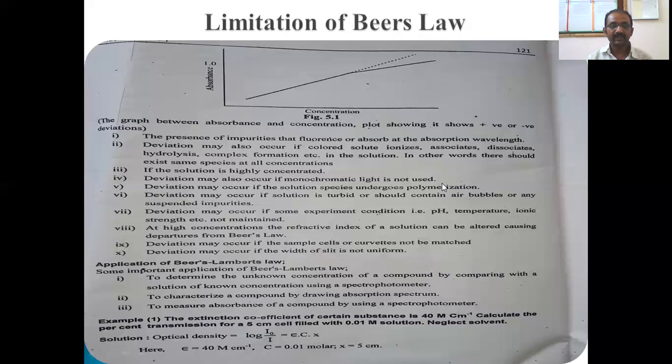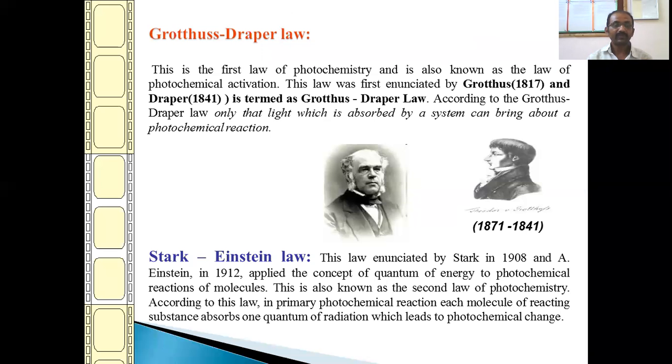To characterize a compound by drawing absorption spectra. You can see the characteristics from the absorption spectra. To measure the absorbance of a compound by using the spectrophotometer. Using a spectrophotometer, you can use the Beer-Lambert law for this. These are the limitations and applications of the Beer-Lambert law. Okay, so this completes the discussion about Lambert's and Beer's law.